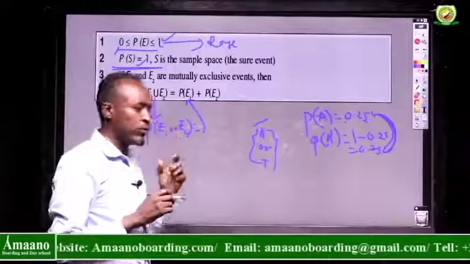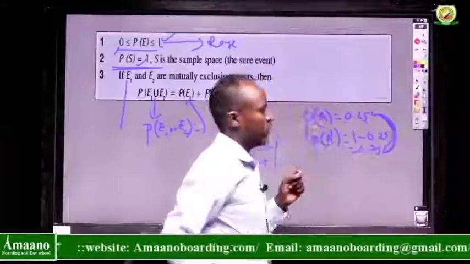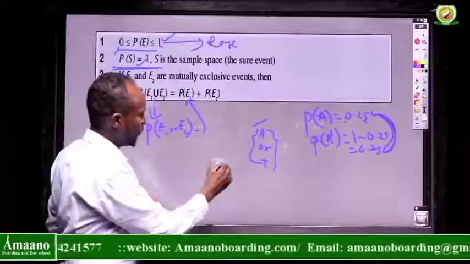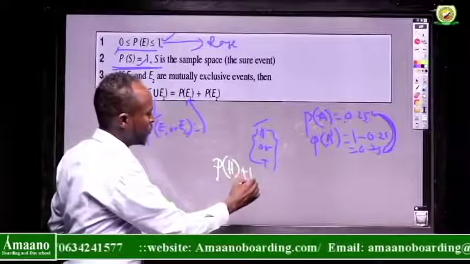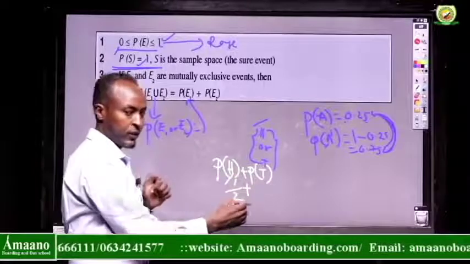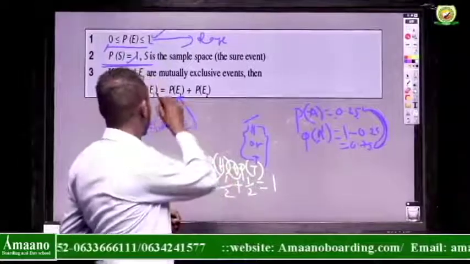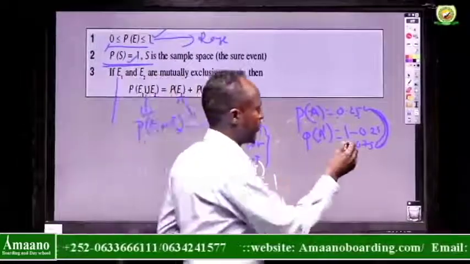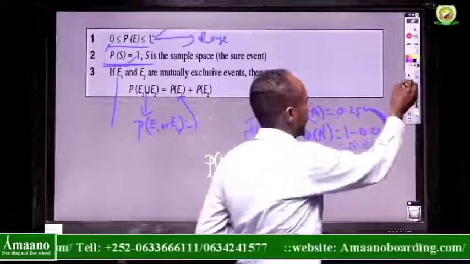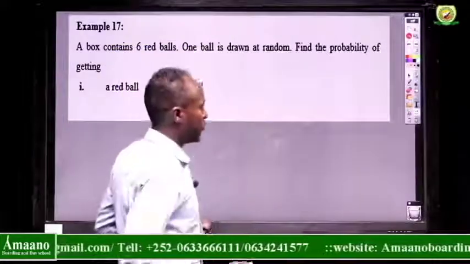If we are asked to find the probability of getting head or tail from a single toss of a coin, it is the probability of getting head plus the probability of getting tail. The probability of getting head is half. For the tail, we have half. If we add them, we get 1. Mutually exclusive events means that two events cannot occur at the same time, and we will use the addition law. Okay, let us continue to this example.